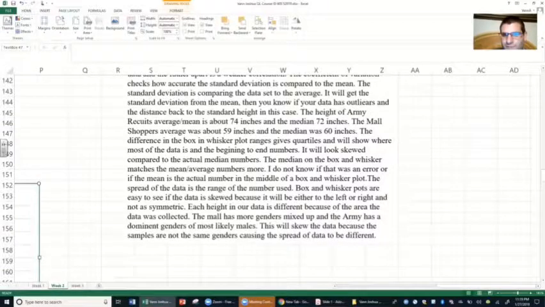I don't know if that was an error or if the mean is actually the number in the middle of a box and whisker plot.